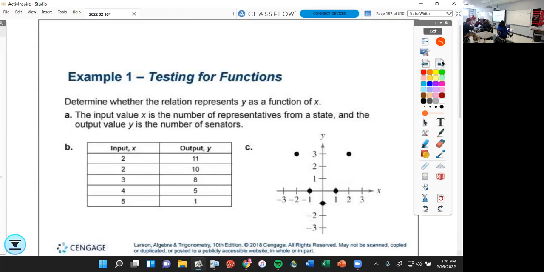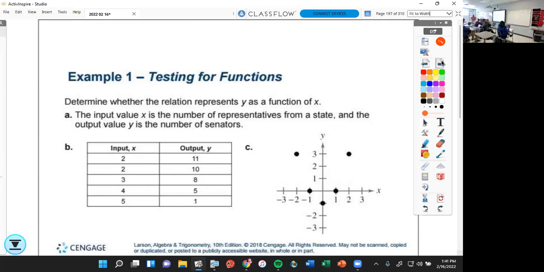If you have 8 representatives, the output is going to be 2. Listen carefully: if you have 6, you're going to have 2. I just said 6 twice, but they have the same output. It's a function. I don't care if 6 and 6 are both there, the output value both times was 2. Every state has 2 senators. So yes, this is a function. For every X value, there is only one Y value that goes with it.